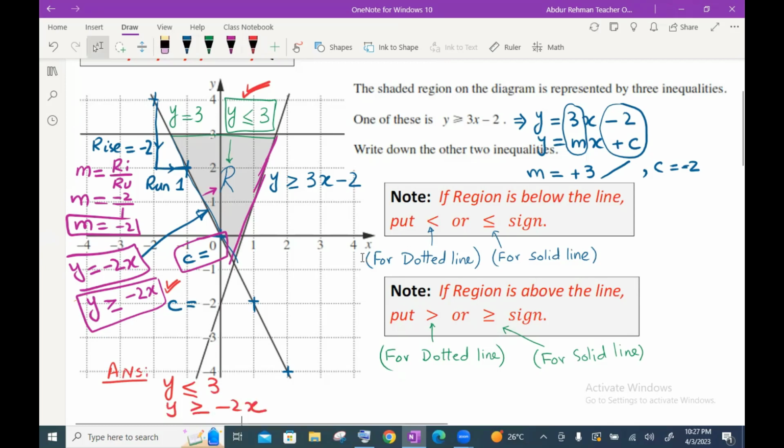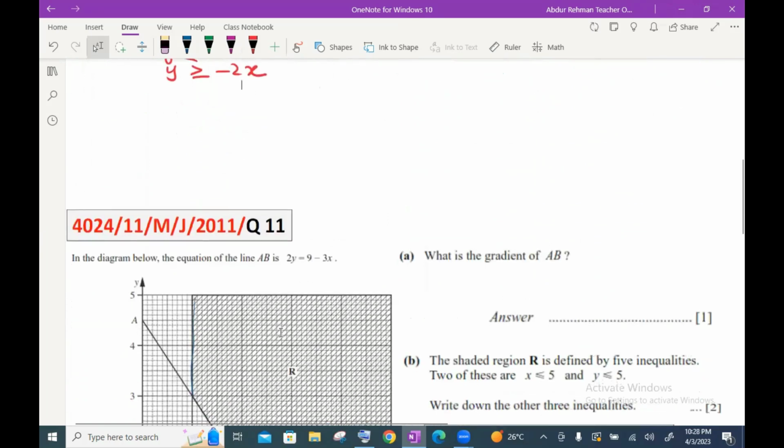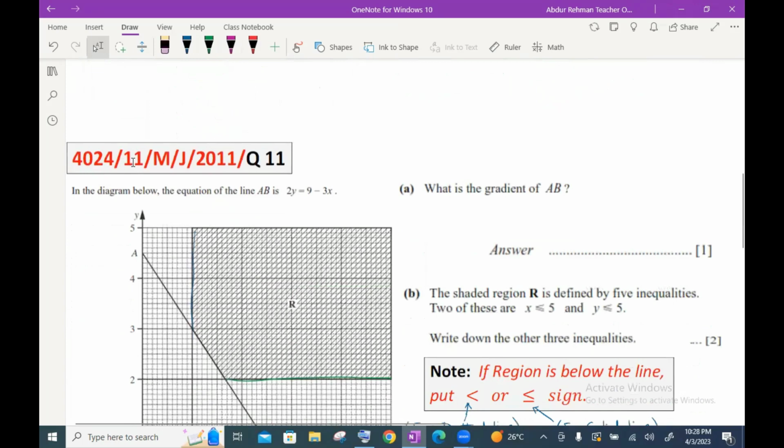So I hope you got the idea about this. The next question, I'm going to explain the next question. The next question is for the same variant and same year. This is 4024, paper 1, variant 1, May/June 2011, question number 11.